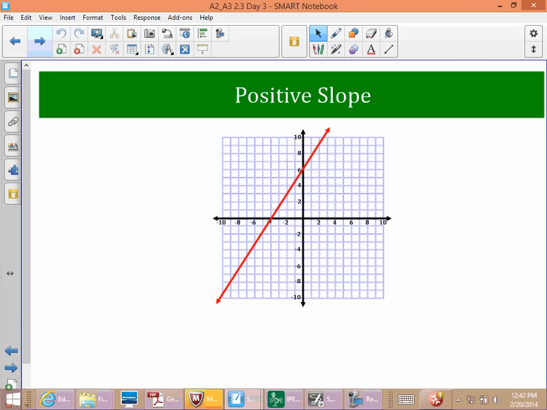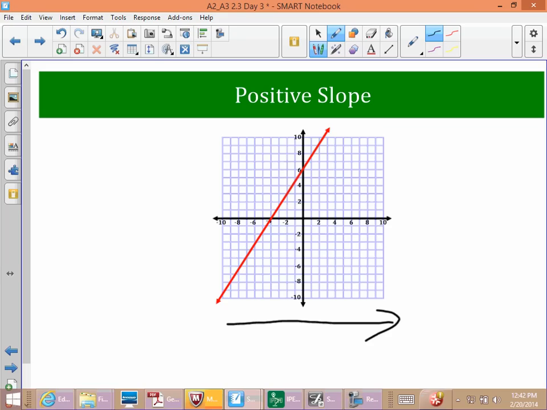First, positive slope. Now I'm just going to choose any 2 points that are on this line here. This line is positive. As you can see, you go from left to right, so that's in the direction of the arrow that I just drew. You're going uphill. In other words, as x is increasing, y is also increasing. Once again, left to right, it's uphill.